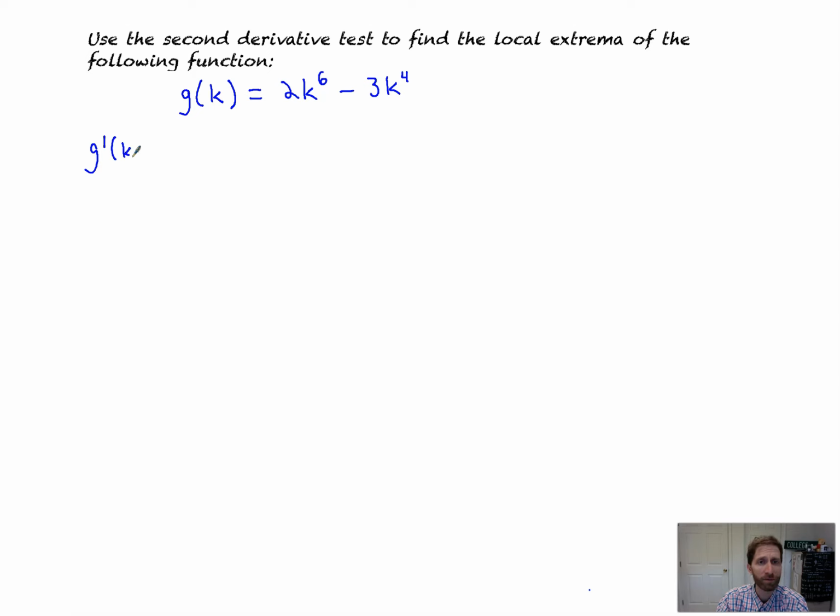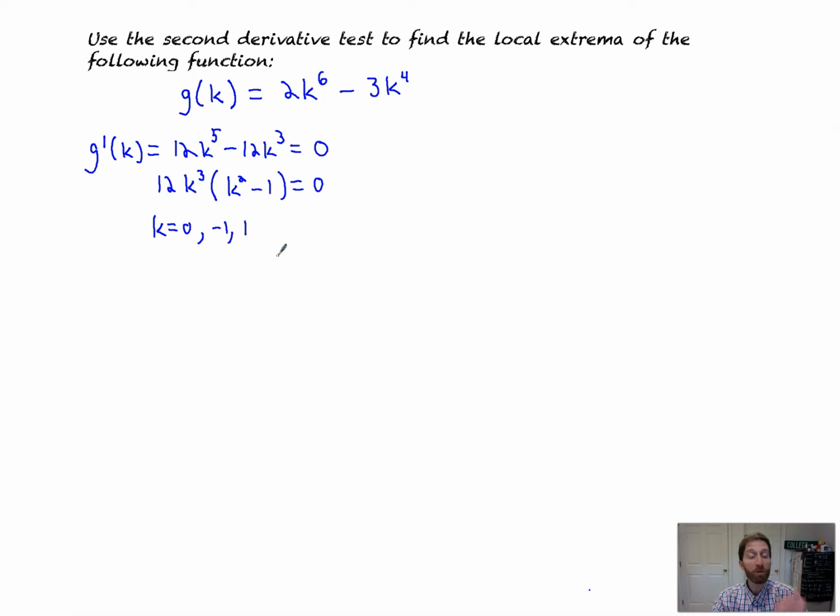So I take g prime of k, apparently, is equal to 12k to the fifth. Don't know why I went with k there. Minus 12k to the third. We still set that equal to 0 because we are interested in the critical values. So set it equal to 0. GCF, you're out of there. 12k cubed. That's going to leave us with k squared minus 1 equal to 0. So our critical numbers, there's 3 of them. You'll have one at k equal to 0. And k squared minus 1 equal to 0 would have 2 values, negative 1 and 1.